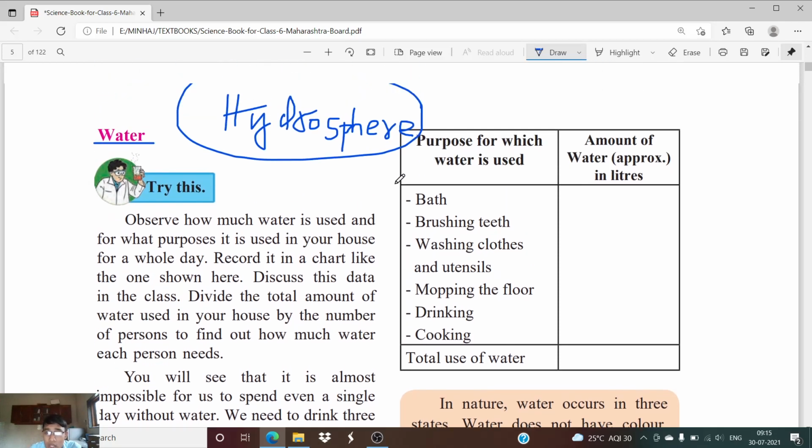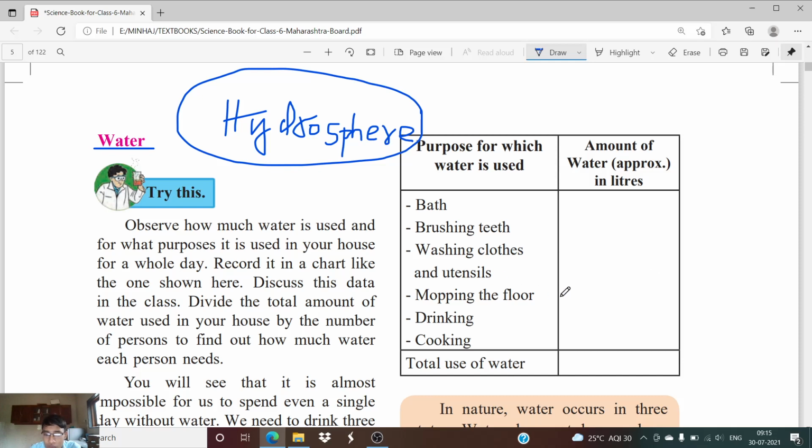Here you can see there is one table on which we have to note down the use of water, our daily use of water. We use water for bathing, for brushing teeth, for washing clothes and utensils, for mopping the floor and cleaning the house, for drinking and for cooking, and there are certain more uses. Now we have to note down the amount of water that we use daily.